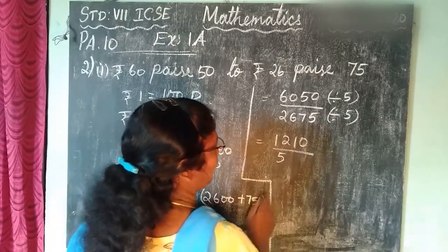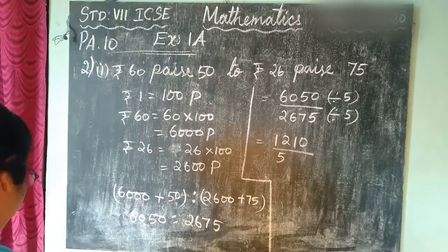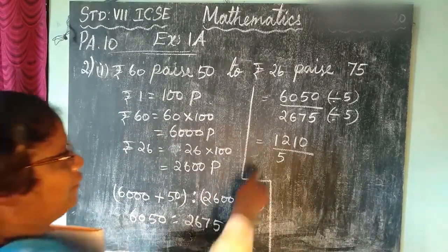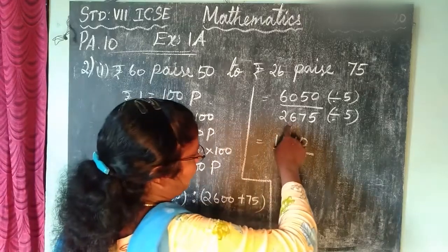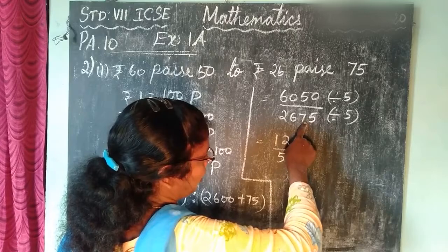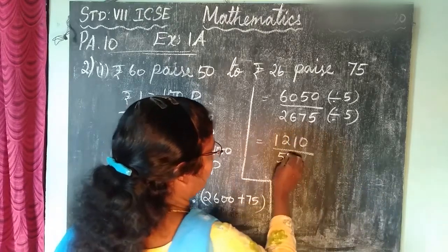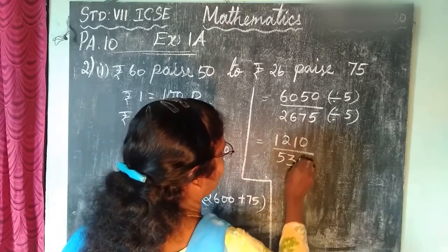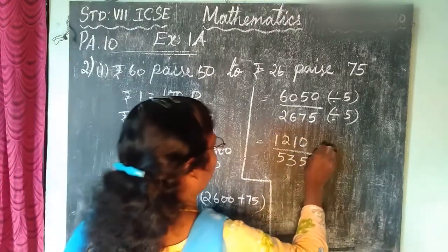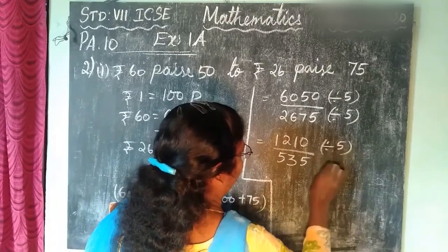In 17 how many 5s are there? 3 5s are 15, remainder 2. Then in 25, 5 5s are 25. In 17 how many 5s are there? 3 5s are 15. So 1210 by 535 we have. Next, again we will cancel by 5.